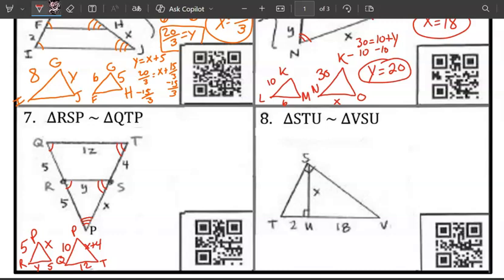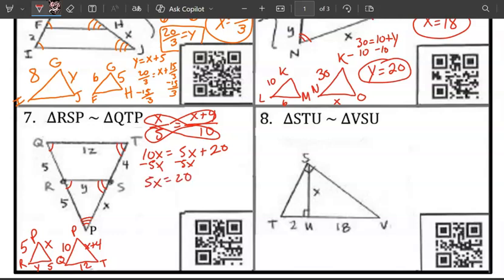Looks like we're going to have to set multiple proportions to solve for x and then for y. X over 5 equals x plus 4 over 10. Let's cross multiply. 10x equals 5x plus 20. Subtract 5x from each side. 5x equals 20. Divide by 5. X equals 4.